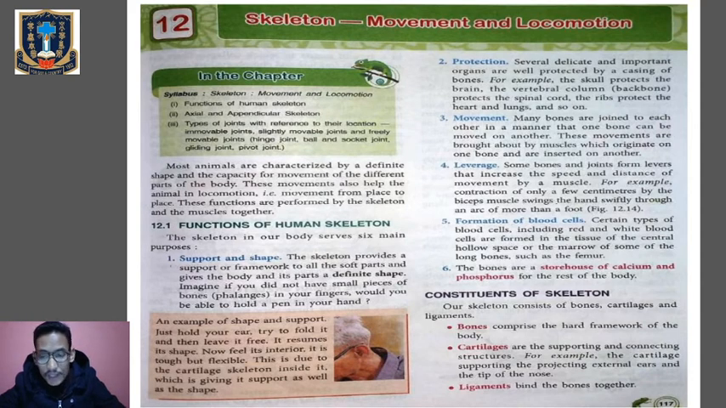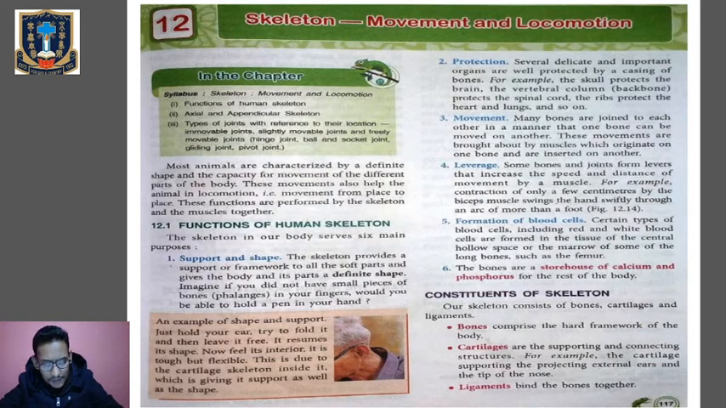And number 6 is that the bones are the storehouse of calcium and phosphorus for the rest of the body. So these are the general 6 functions of the human skeleton. Clear? The next one, we will talk about the constituents of the skeleton.